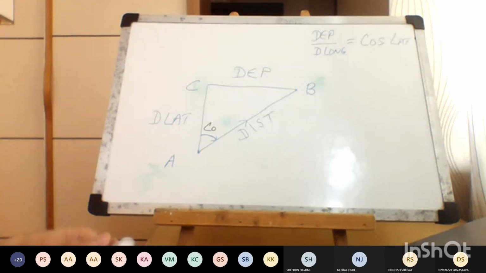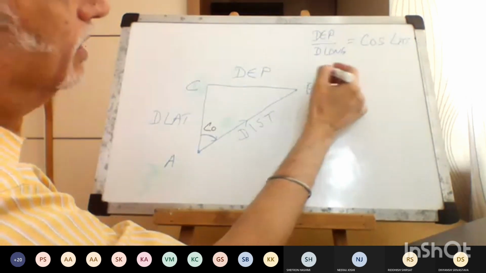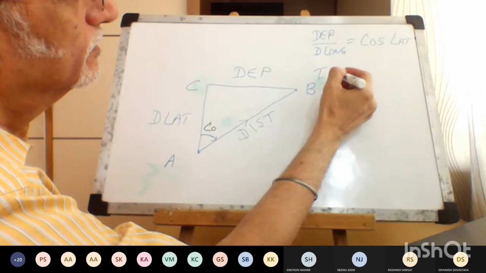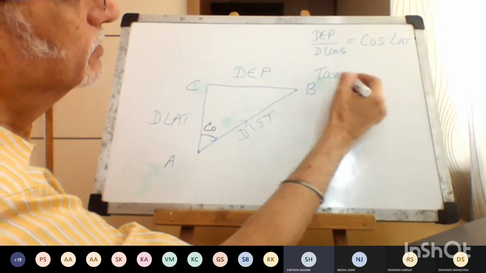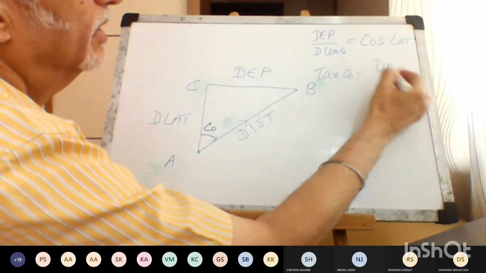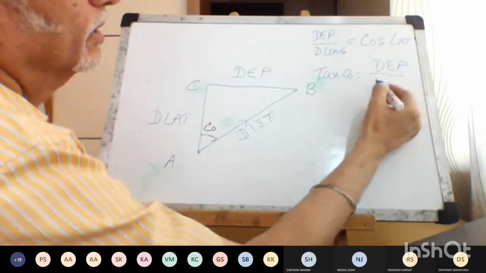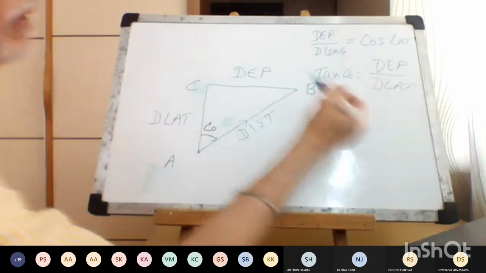So what important formulas we get out of this? Tan course is equal to departure upon D lat. How do you find departure? The formula is given on top.